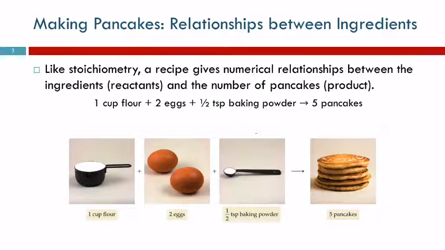So here is a simplified recipe for pancakes. I don't recommend using this recipe at home because it's missing some things, but it'll serve our purposes. And here we even have pictures. 1 cup of flour, 2 eggs, half a teaspoon of baking powder, and of course you have to mix those together and cook them and stuff, and then you'll get 5 pancakes. Okay? So that's the relationship. It's a recipe. We can write it here like it was a chemical equation. 1 cup of flour plus 2 eggs plus a train whistle plus half a teaspoon of baking powder will yield 5 pancakes and a headache.